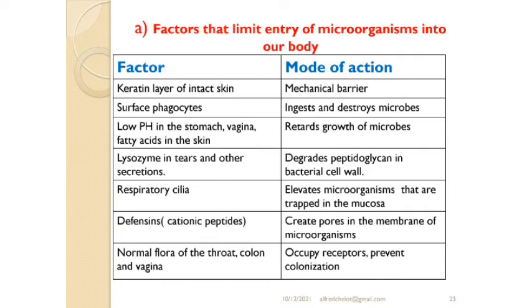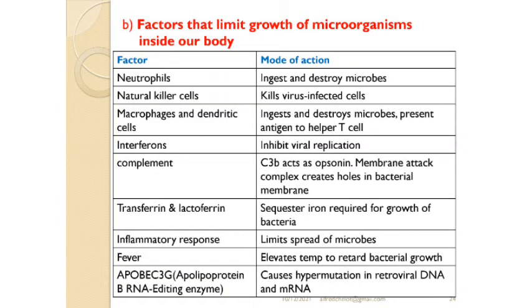Then we have the normal flora of the throat, colon, and the vagina. These occupy receptors, preventing colonization. So the normal flora basically compete with the pathogens for attachment sites on the epithelial cell surface and for necessary nutrients, and as a result, they minimize or prevent colonization of the disease-causing microbes. Next, we shall look at factors that limit growth of microorganisms inside our body.